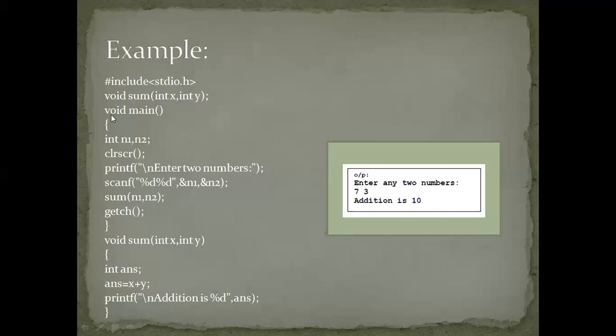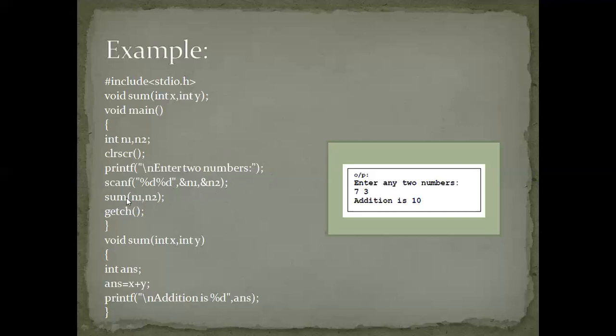So execution of the function starts from the main function. In this main function, I am going to declare variables n1 and n2. Of course I require a minimum of two variables for the addition operation. Then I am going to read the numbers, that is, enter any two numbers. For reading the numbers, I am going to use the scanf function. I am reading 7 and 3, the two numbers which I am going to read.